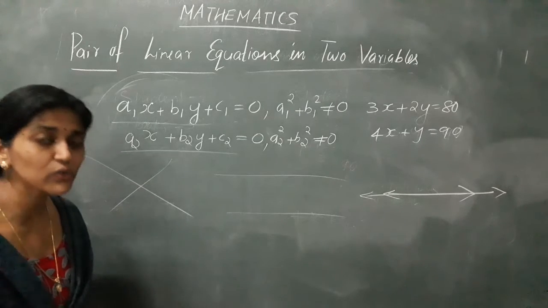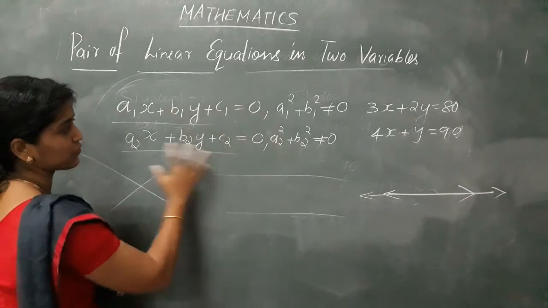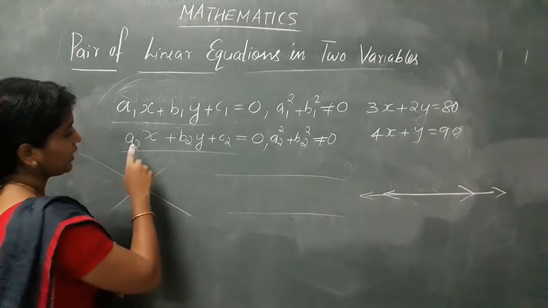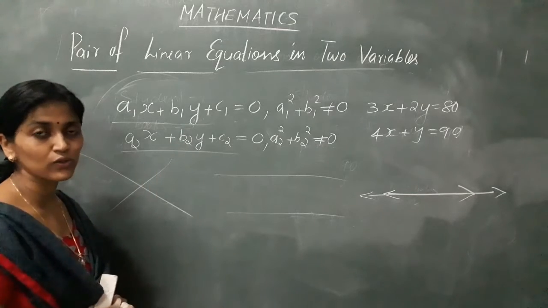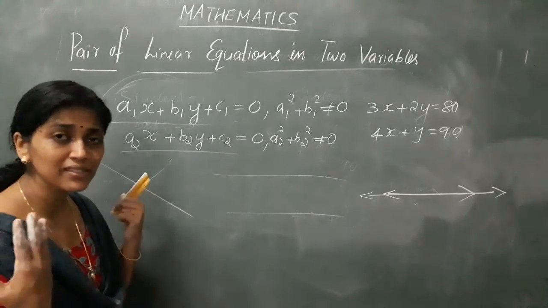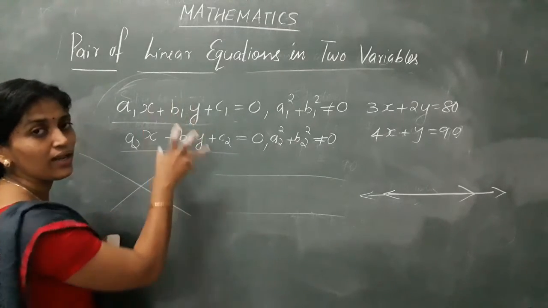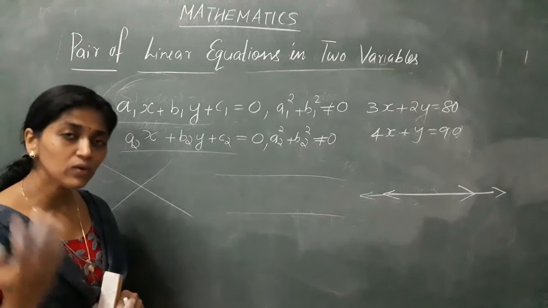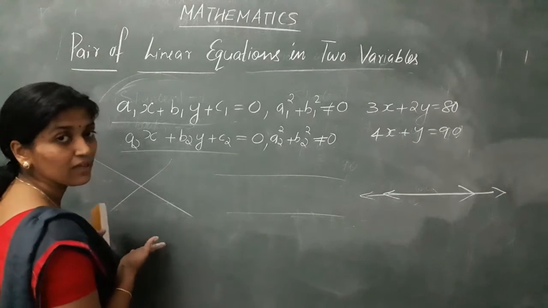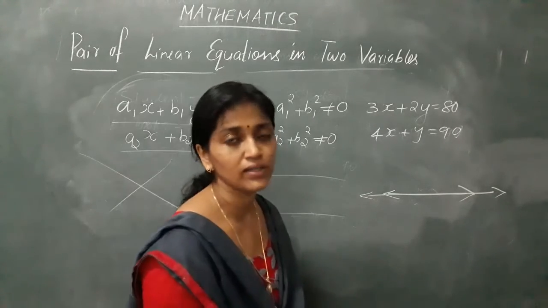When you are asked to represent it algebraically, you have to represent it in the form a1x plus b1y plus c1 equal to 0, a2x plus b2y plus c2 equal to 0, from the given condition. And when you are asked to represent it geometrically, you know that we will get two lines. When two lines are drawn in a plane, the lines can be intersecting, parallel, or coincident.